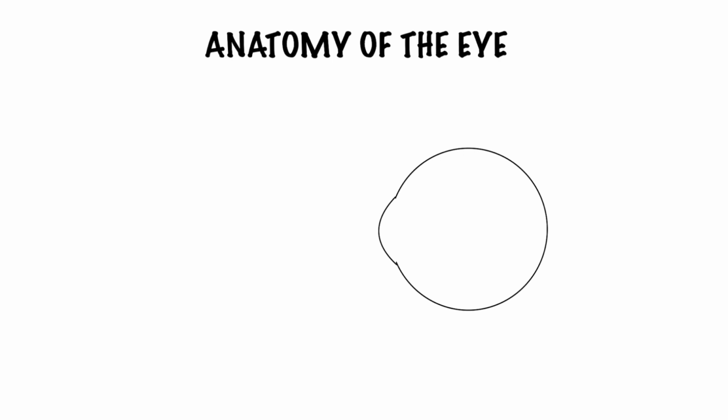Guys, let's talk about the anatomy of the eye today. So eyes are the organs that take the light from the world around and send this visual information to the brain, right? An eye is present in a bony cage. You all may know this is the bony cage around the eye. This is called the orbit.